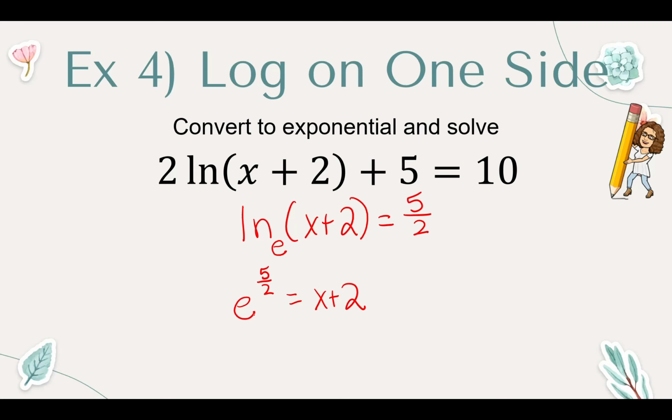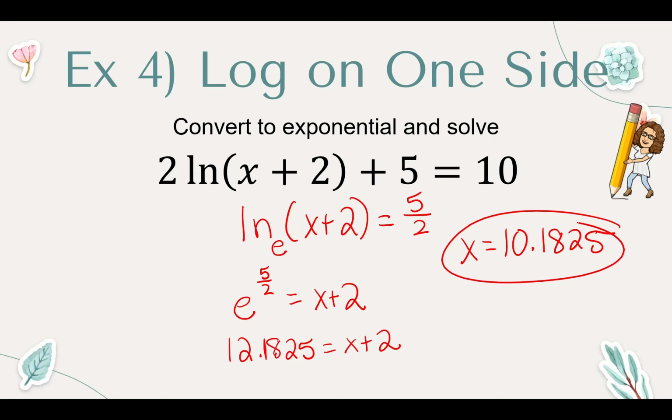Now I need to know what e to the 5 halves is. So 5 divided by 2. A couple of decimals here. Oops, missed the 1. 12.1825 equals x plus 2. Subtracting 2, I'll get 10.1825 for our final answer. This, plugging it in, definitely does not go to 0, so we're all good there.